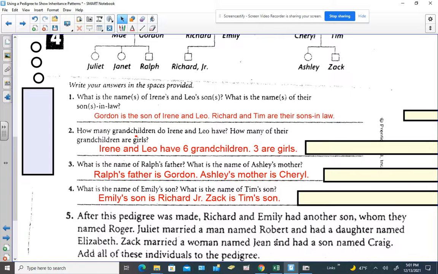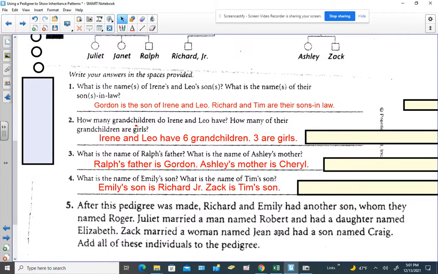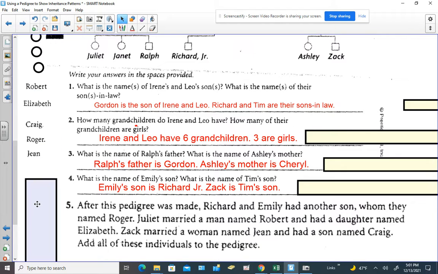Let's look at question 5. After the pedigree was made, Richard and Emily had another son whom they named Roger. Juliet married a man named Robert and had a daughter named Elizabeth. Zach married a woman named Jean and they had a son named Craig. Add all of these individuals to the pedigree. So these are the names that we just read: Robert, Elizabeth, Craig, Roger, and Jean. So let's just take one sentence at a time and add them to the pedigree.